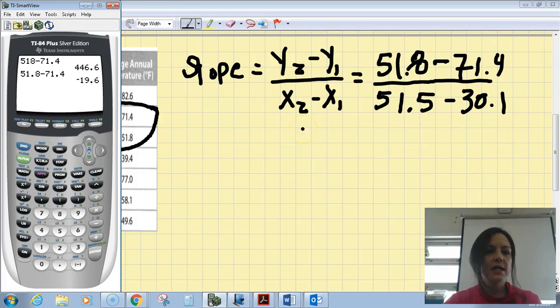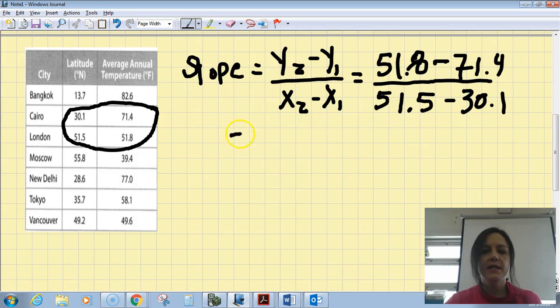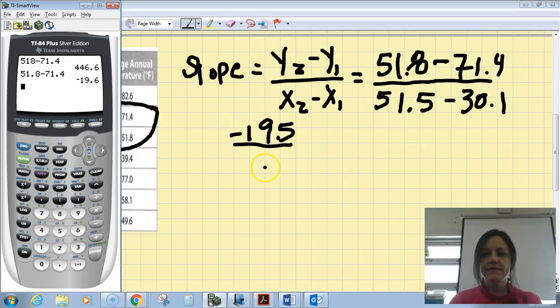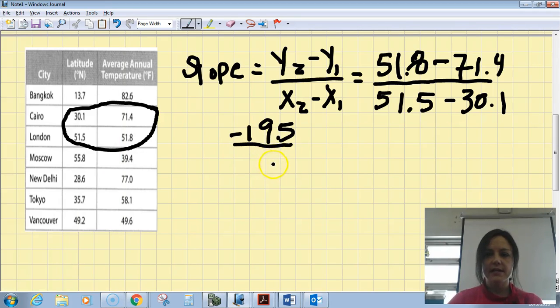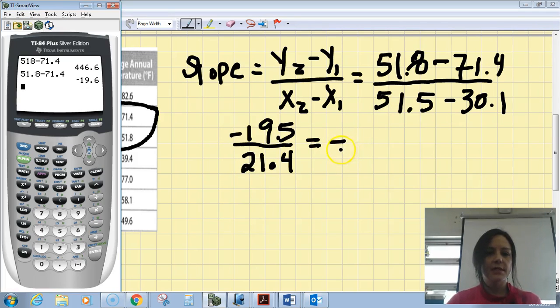Negative 19.6. So I have negative 19.6 on the numerator, and on the denominator I have 51.5 minus 30.1. I can do this in my head, that's going to be 21.4. So my slope's going to be negative, but I'm going to do that division in the calculator. So I have negative 19.6 divided by 21.4. You might not be able to read my handwriting there. Okay, and it is negative. I didn't put the negative there, but it's not going to change my answer.